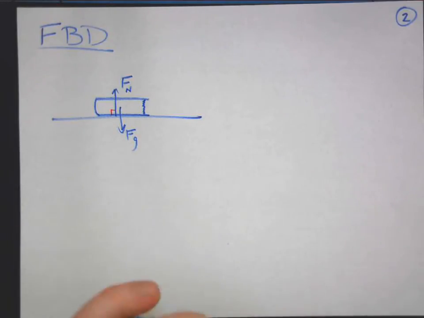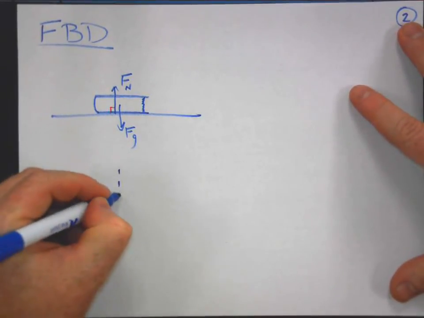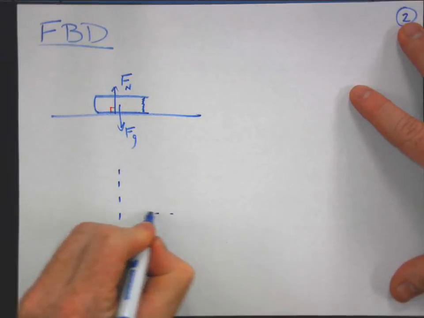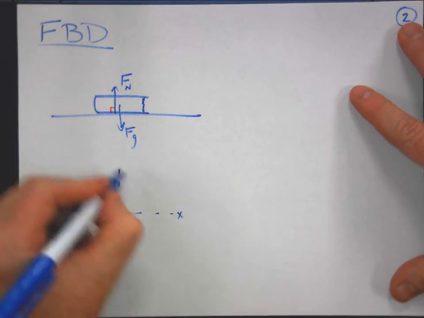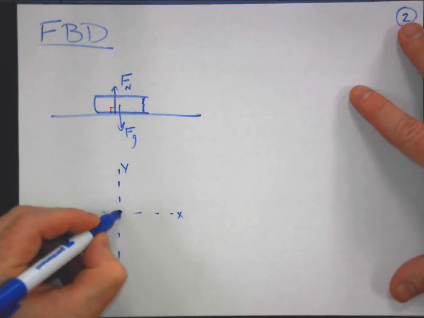That's what normal means. Now I want a free body diagram this guy. X and Y axes. Label those. Dot. Okay.